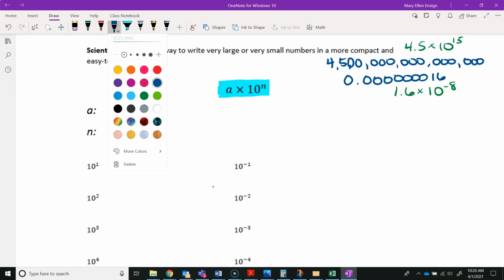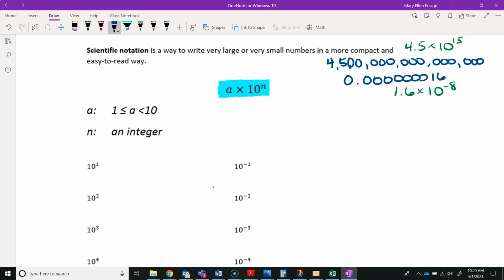So in other words, another way to say that is that a has exactly one non-zero digit in front of the decimal point. And we'll see an example of that. And then n, my exponent, is going to be an integer. It can be positive or negative.